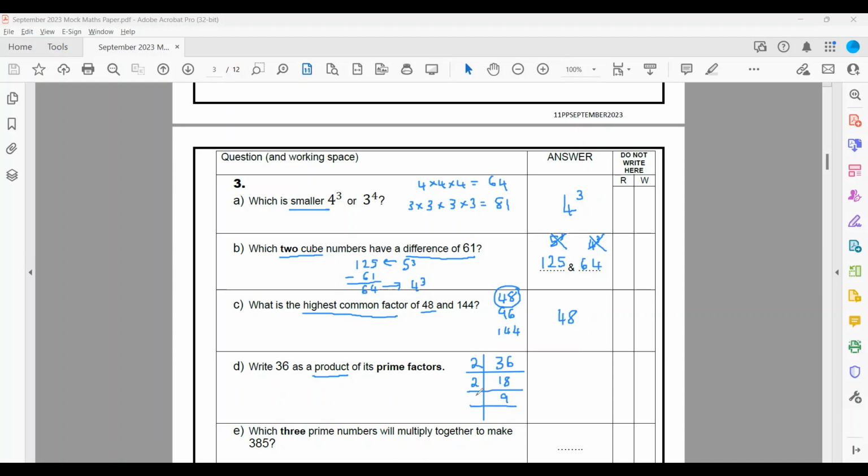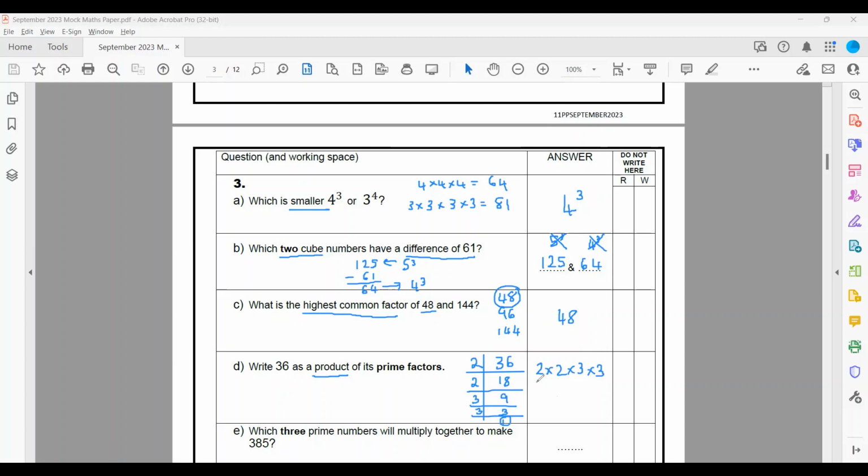Smallest prime number that will go into 9 is 3, which will give me 3. Smallest prime number that will go into 3 is 3, which will give me 1. And once we hit 1, we know we're done. So I can now take these prime factors and write them here. So 2 times 2 times 3 times 3 will give me 36 because 2 times 2 is 4. 4 times 3 is 12. 12 times 3 is 36.